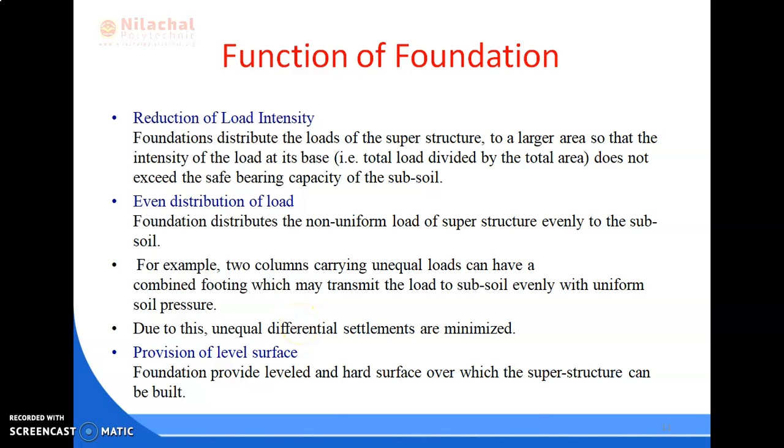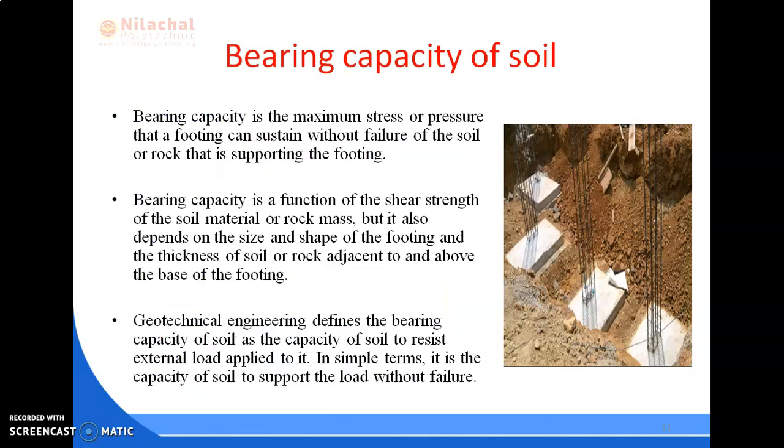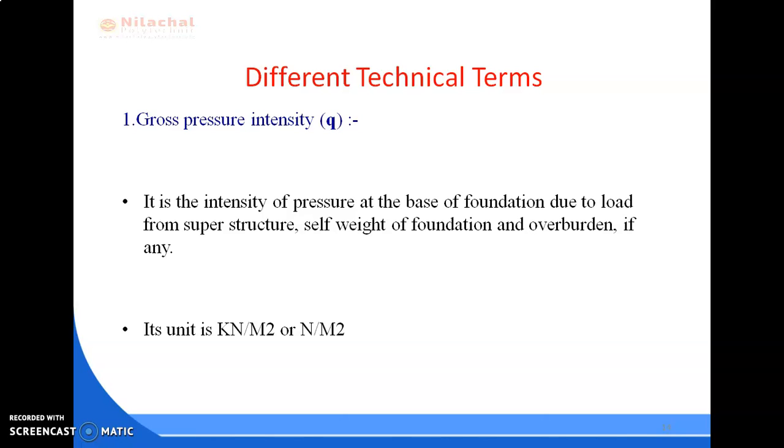Hello everyone. We have already discussed foundation, types of foundation and their uses, function of foundation, bearing capacity of soil in previous lecture. So in today's lecture we are going to discuss some different technical terms based on the bearing capacity of soil. So let us discuss one by one.